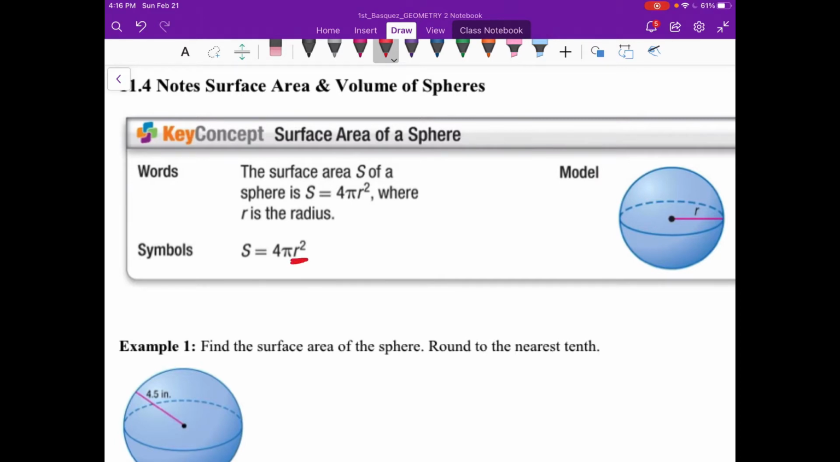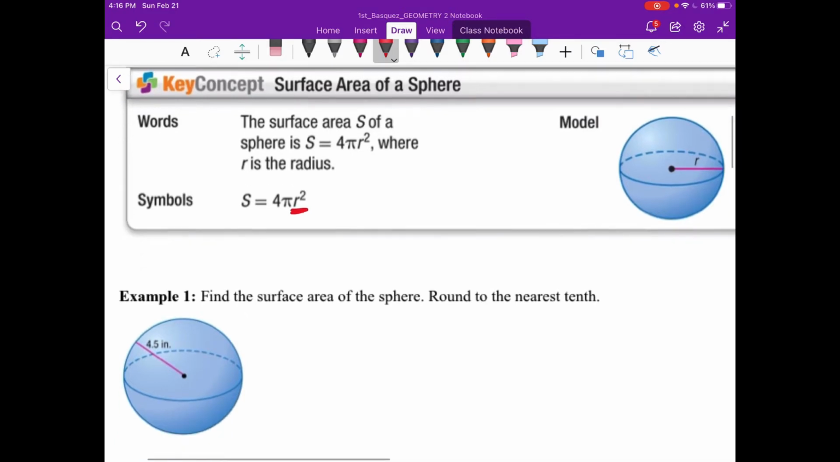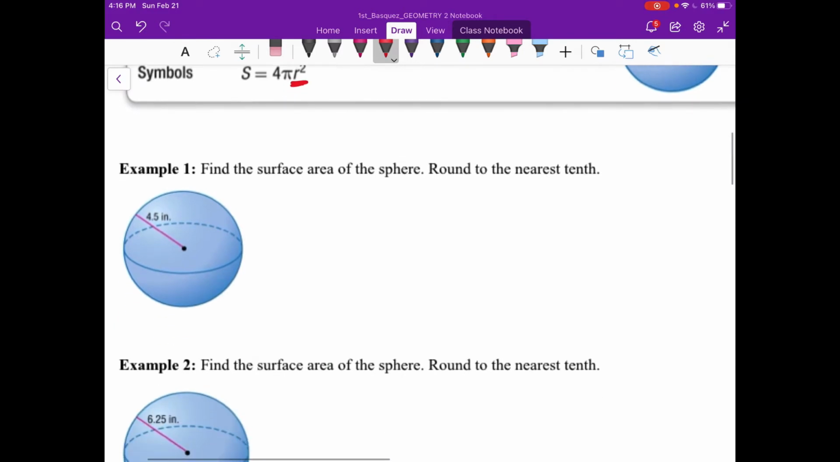We're going to make sure that our radius is squared. In a little bit, we're going to do the volume and our radius will be cubed. So pay attention to which formula you're using. And again, you just have to find the radius. And that's practically it for this section. So let's just jump right into it.